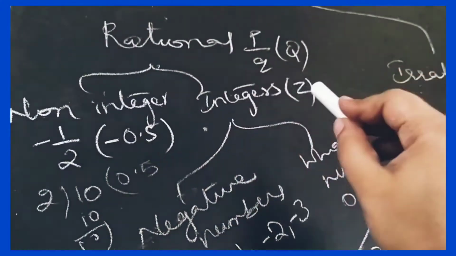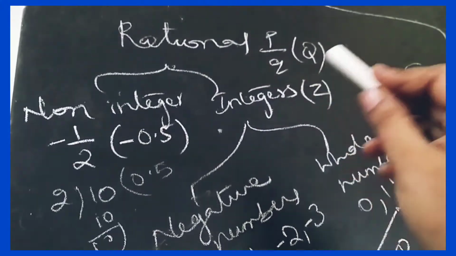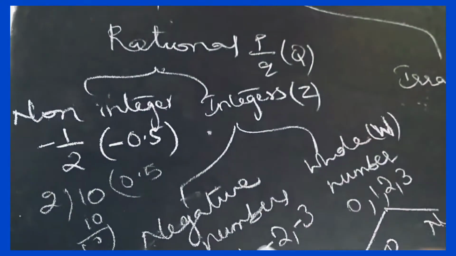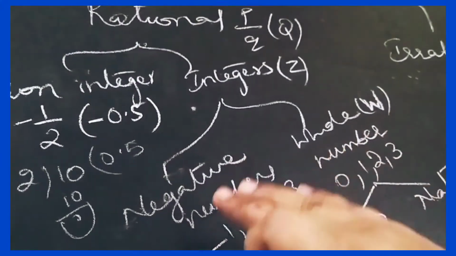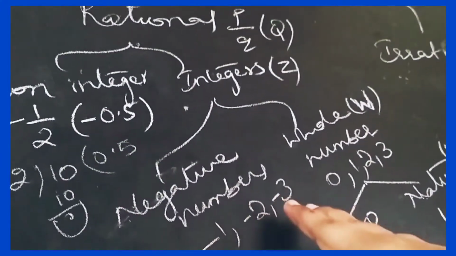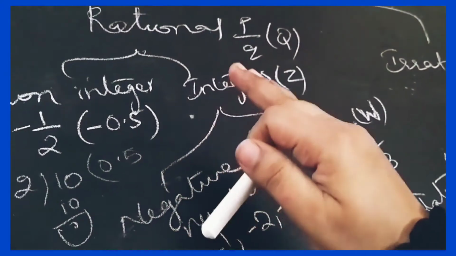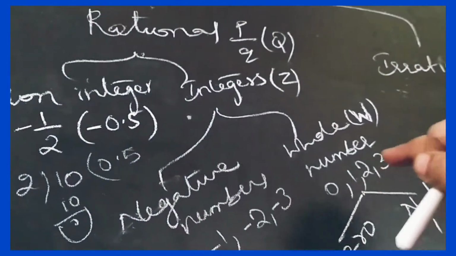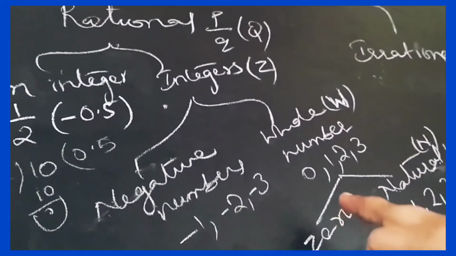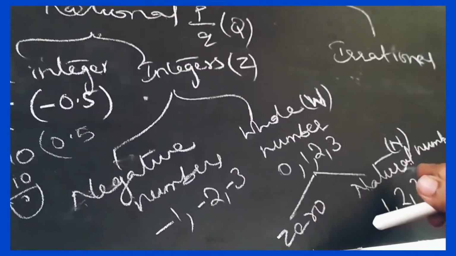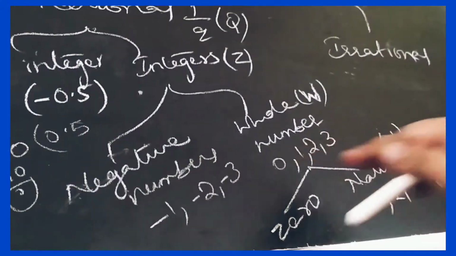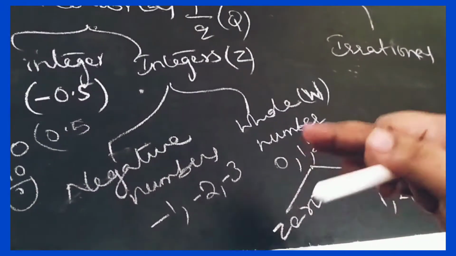Integers are minus 1, plus 1, minus 2, plus 2, and these are denoted by Z. Again, integers are divided into negative numbers and whole numbers. Negative numbers are minus 1, minus 2, minus 3. Whole numbers start from 0, 1, 2, 3. These whole numbers are divided into 0 and natural numbers. All natural numbers come under whole numbers: 1, 2, 3, 4, including 0.